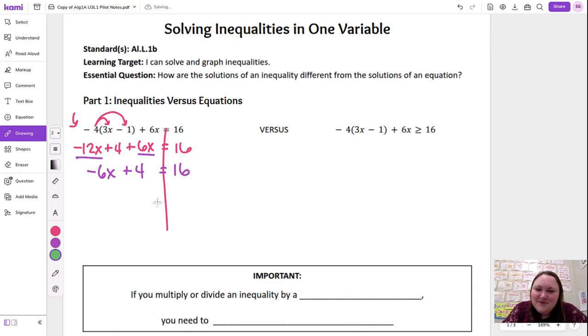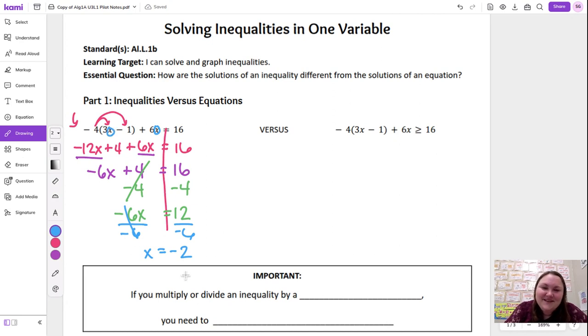Now I have a two-step equation, so the next thing I can do is cancel my plus 4 with the opposite, minus 4. That gives me negative 6x equals 12. And then my final step, I'm going to divide by negative 6 on both sides, and that gives me my answer, x equals negative 2. What that answer means is that in this equation, that missing number that would go right here is the number negative 2.